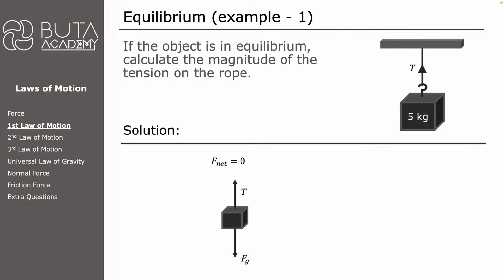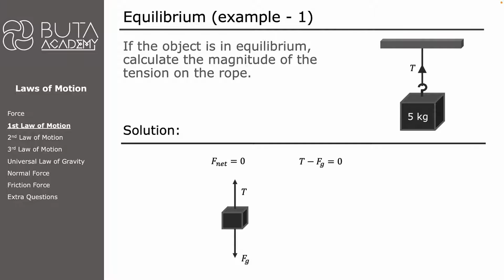If we choose upwards as the positive direction, tension force will have a positive value and force of gravity will have a negative value. Thus, net force is equal to tension force minus force of gravity, and this expression is equal to 0.